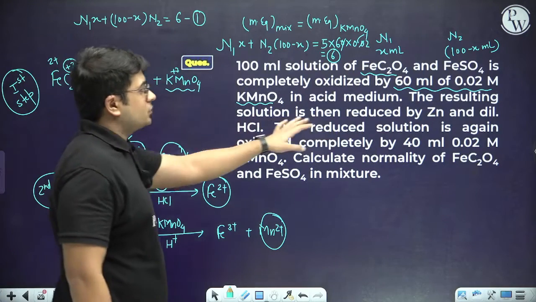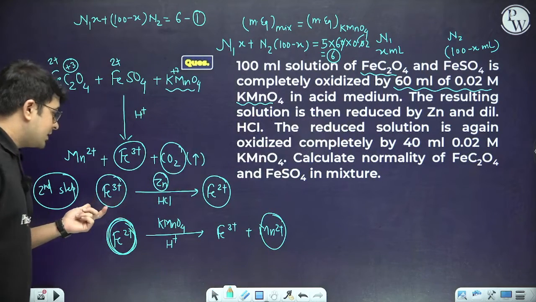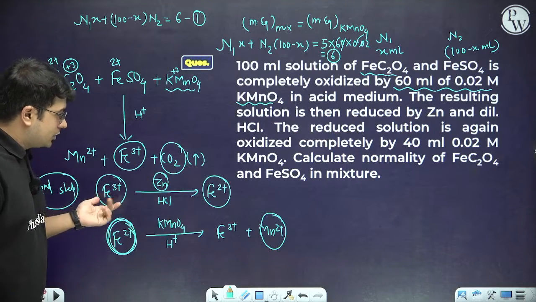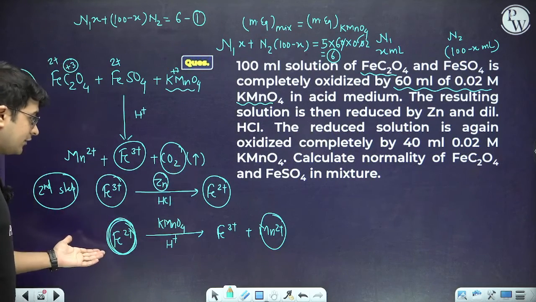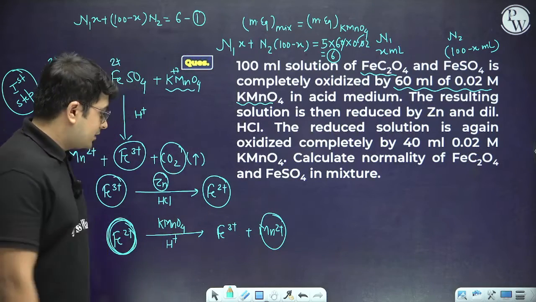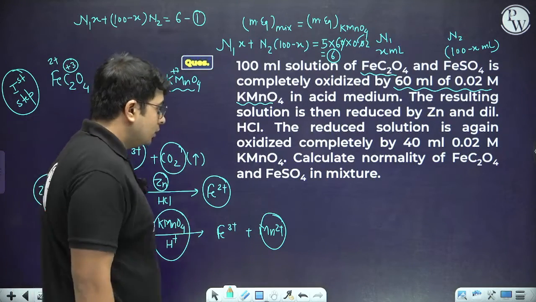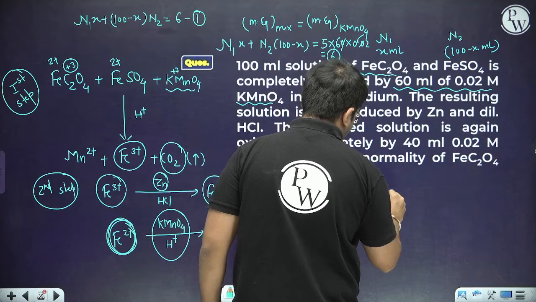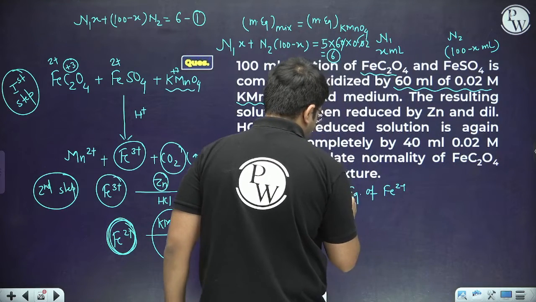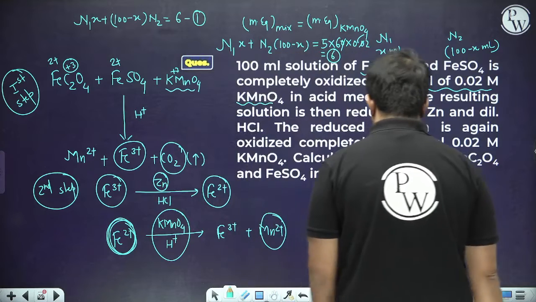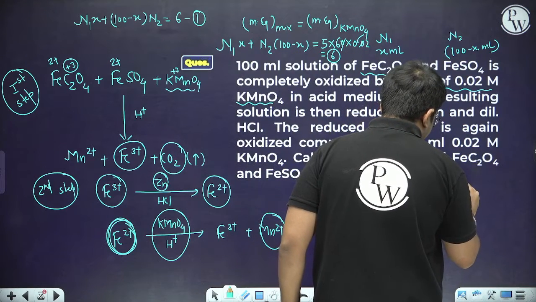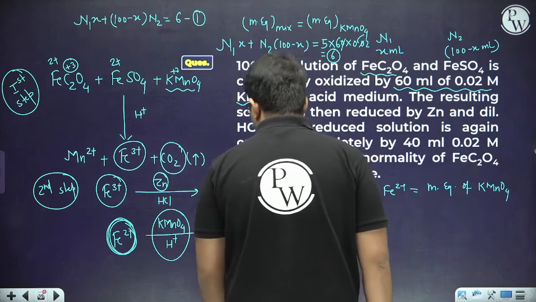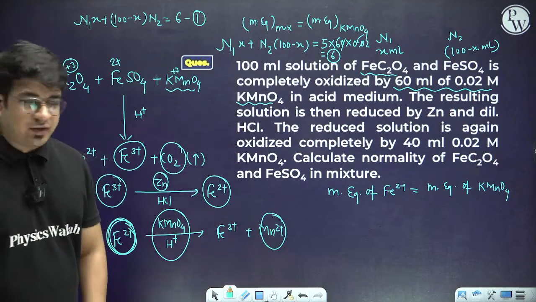Now the second data is not that relevant, because whatever Fe3 positive is there, since CO2 is already gone, this Fe3 positive is going to be converted into Fe2 positive, and Fe2 positive is again converted into Fe3 positive, and this data of KMnO4 is given. So you can say that the milli equivalents of Fe2 positive will be equal to the milli equivalents of KMnO4. Second data. Here Fe2 positive is converting into Fe3 positive, and the n-factor is 1.